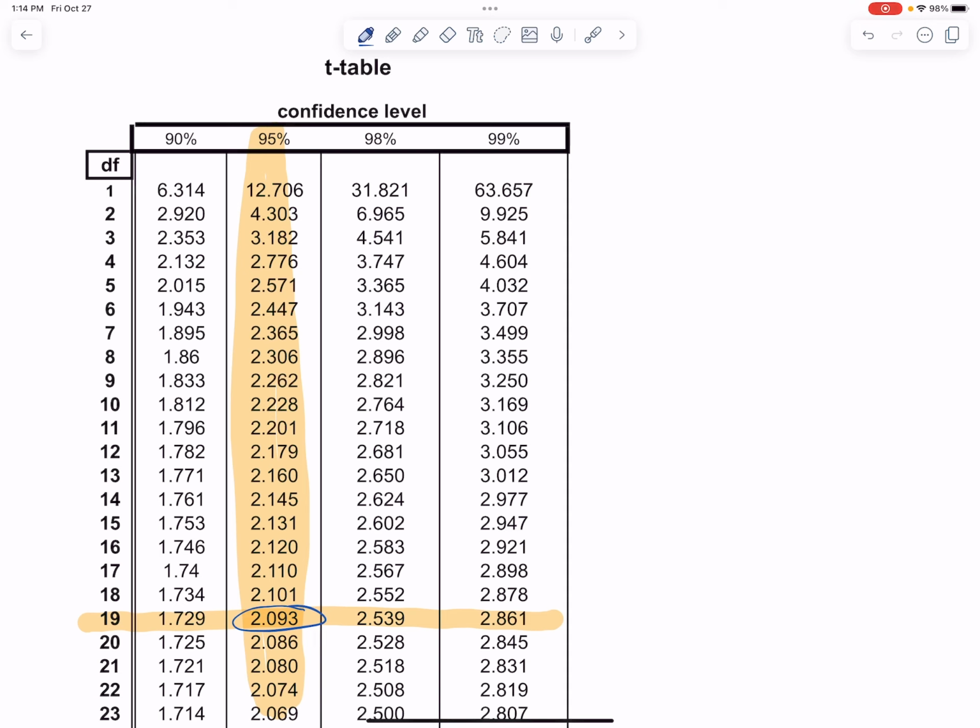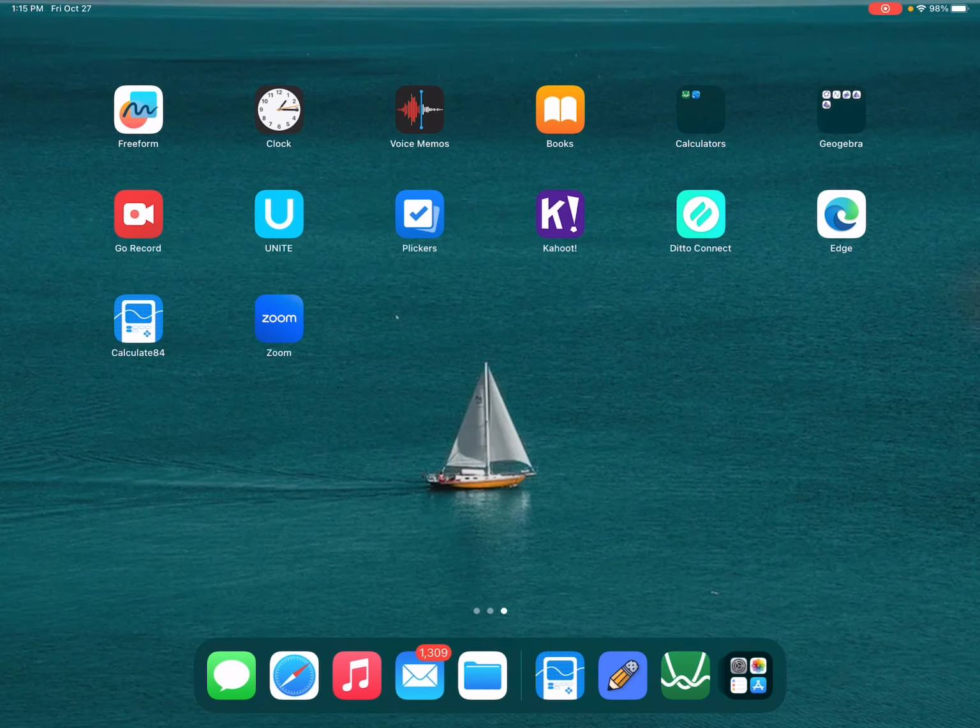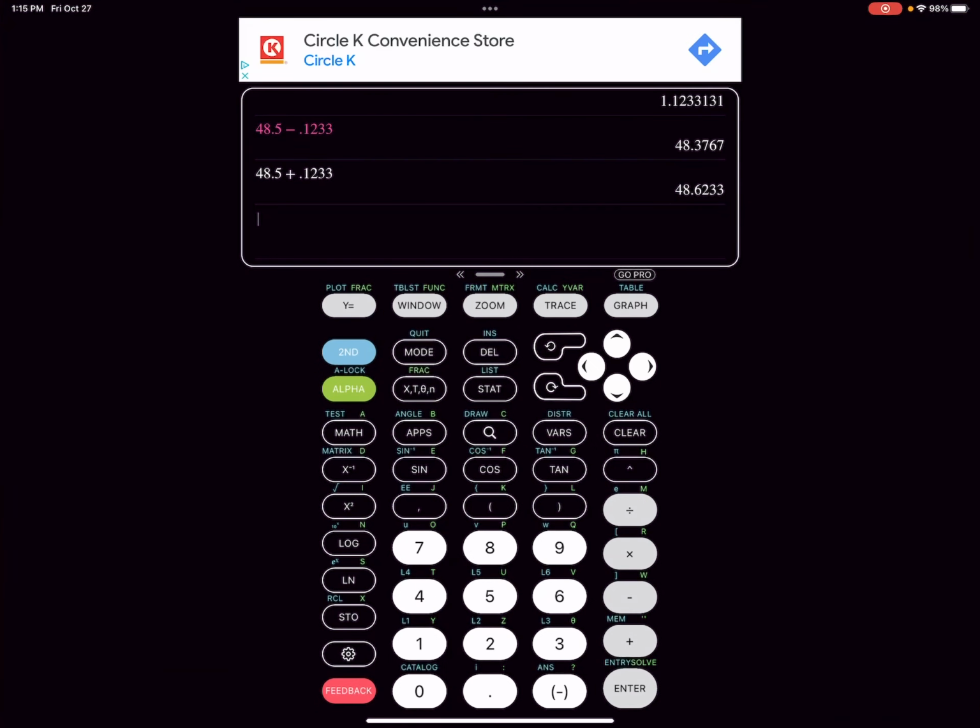It's 2.093. Remember when we were dealing with proportions, if we were creating a 95% confidence interval, you could use the number 2 for your critical z value, but we can't do that here because our normal model has been adjusted using the degrees of freedom. So I need to use 2.093. You can also get that from your calculator.